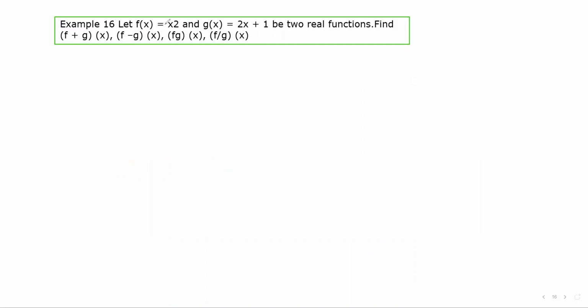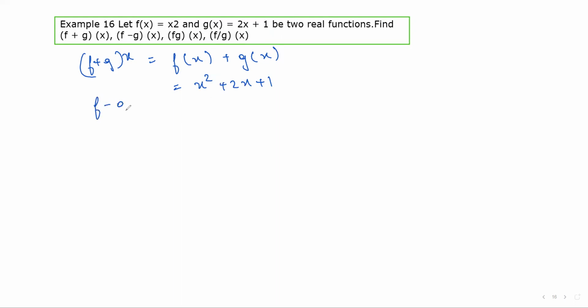Next, let f of x equals x squared, g of x equals 2x plus 1 be the two real functions. You have to find f plus g of x. That means what will be the addition of the two functions. Now, f plus g of x would be equivalent to f of x plus g of x. That means adding the two functions. This is x squared plus 2x plus 1.